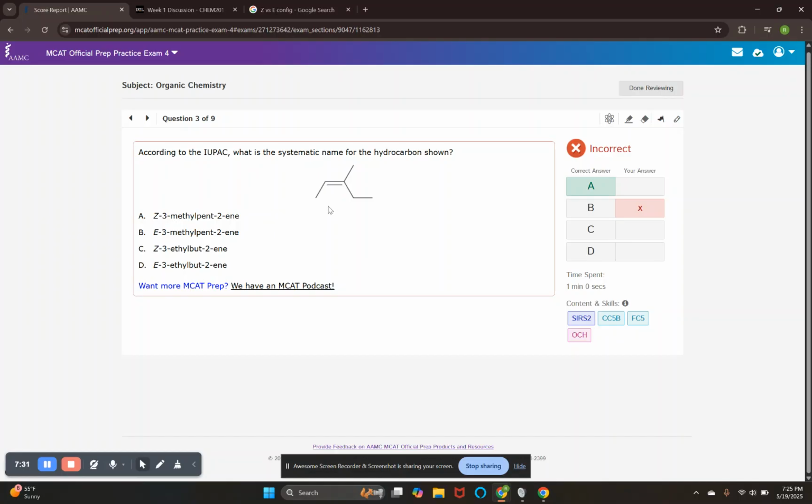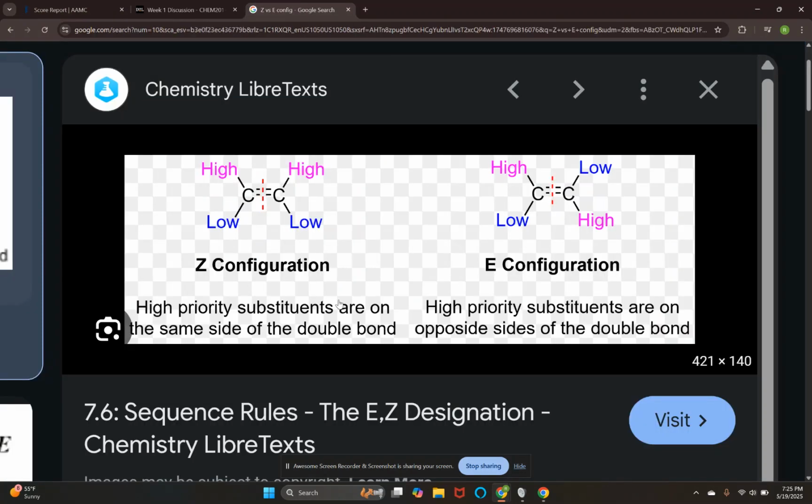And then when we are figuring out Z versus E, this is what I learned when I was doing this problem: you want to look at where your highest priority groups are. So if we split our double bond right down the middle, and you have the highest priority group on each side, for example, each on top or each on bottom, then you have a Z configuration. If one is up and the other is down, then it's going to be an E configuration.